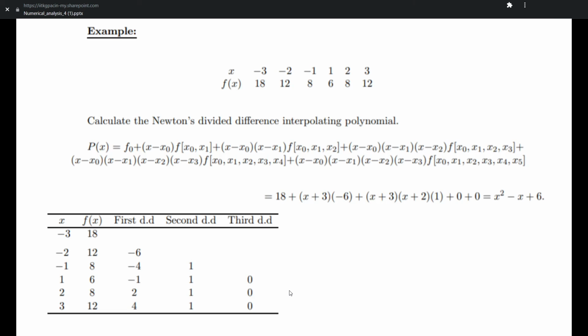Now let us look into another example. We have 6 data sets, and we have to construct an interpolating polynomial using Newton's divided difference table. This is our divided difference table, and we can see that from the third divided difference onward we are getting values equal to 0. So all we have to do is use these three values in our polynomial expression, and we are obtaining a second degree polynomial in this case.